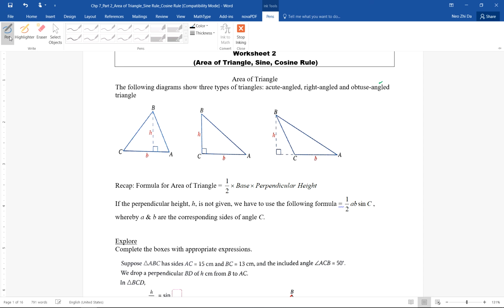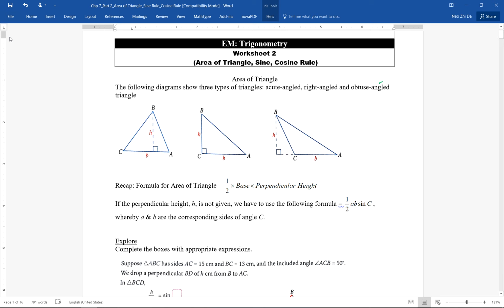Okay, we are going to start off with the first formula, area of triangle. Now, the formula of area of triangle, right? In the primary school method that you learn, is half times base times perpendicular height. So these are a few examples of triangles. First one, second one, and the third one.